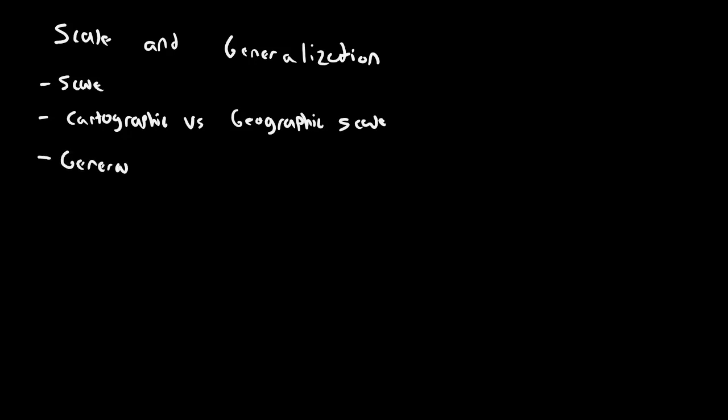So we're going to talk about a couple of things. We're going to talk about, again, what scale is as a reminder. We're going to talk about the idea of cartographic scale versus what we typically would call geographic scale. We're going to talk about this idea of what generalization is. We're going to talk about what causes generalization, or why we generalize.